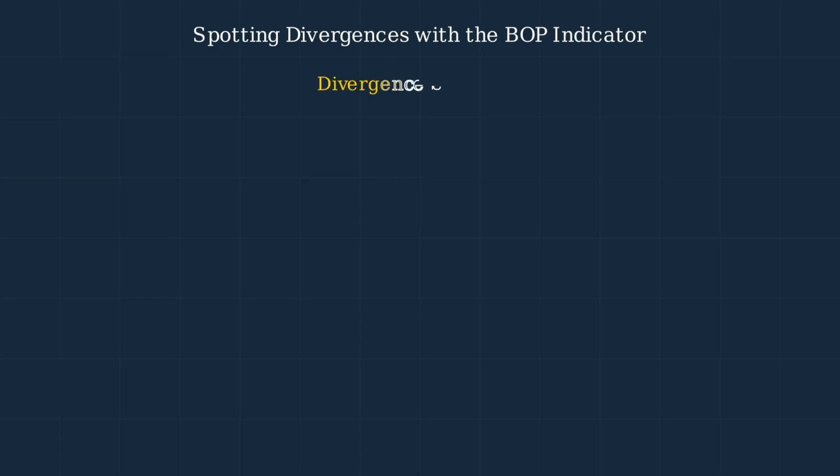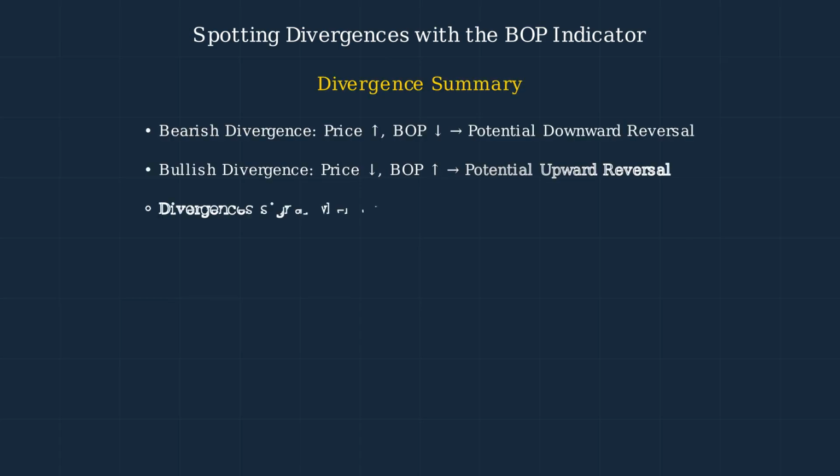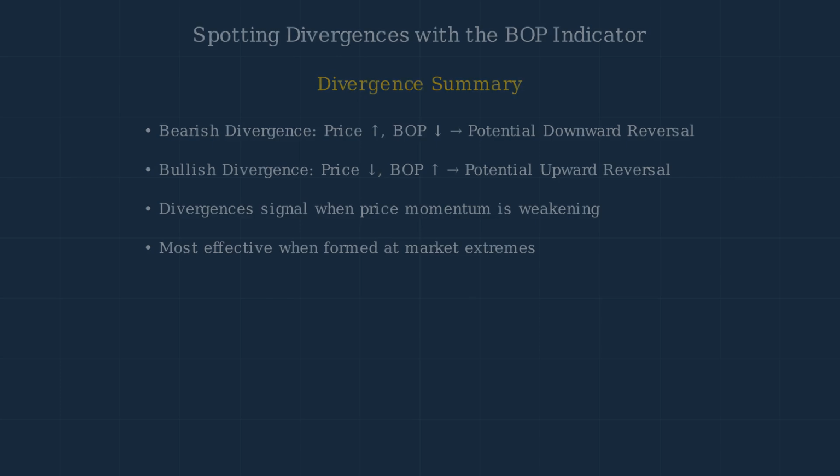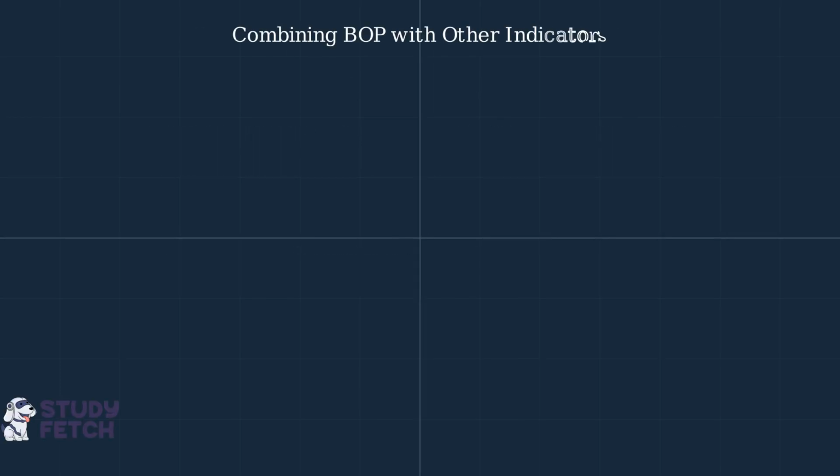To summarize what we've learned about divergences with the BOP indicator, divergences are powerful signals that can help you identify potential trend reversals before they happen, giving you an edge in your trading decisions. The balance of power indicator becomes significantly more effective when combined with other technical analysis tools.